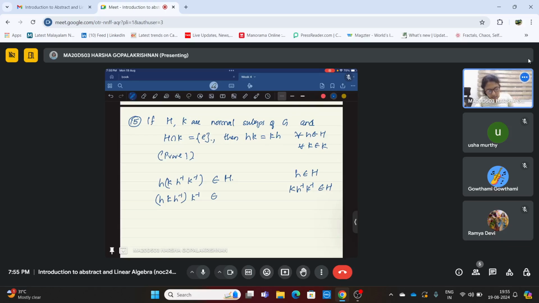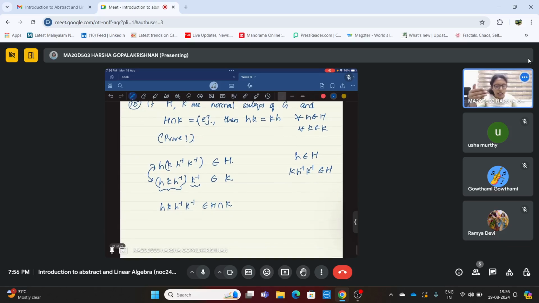Similarly, this belongs to K, since K is a normal subgroup, given H and K are normal subgroups, and this also belongs to K. So this belongs to K also. So what we got, we are taking the same element here, just we have changed the order, the bracket is just changed. So what we got is h k h inverse k inverse belongs to H intersection K. It belongs to H and it belongs to K. So it belongs to the intersection.